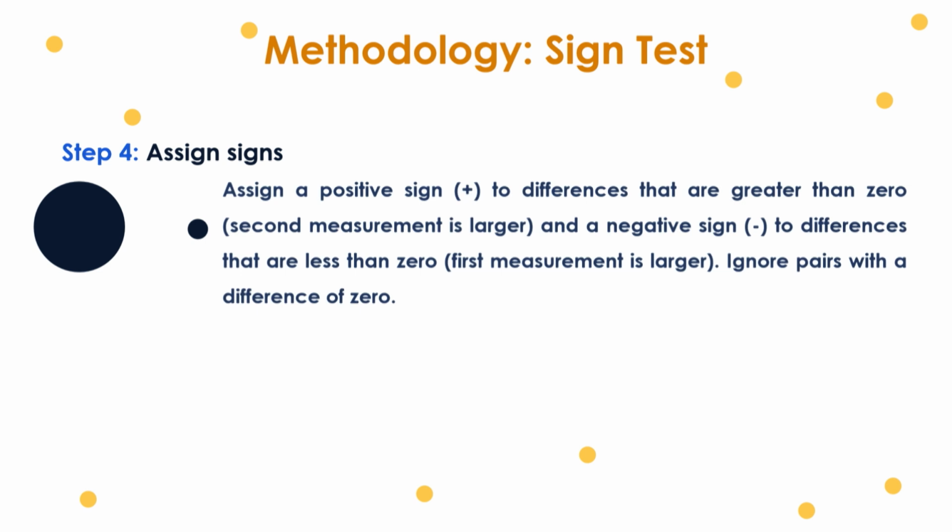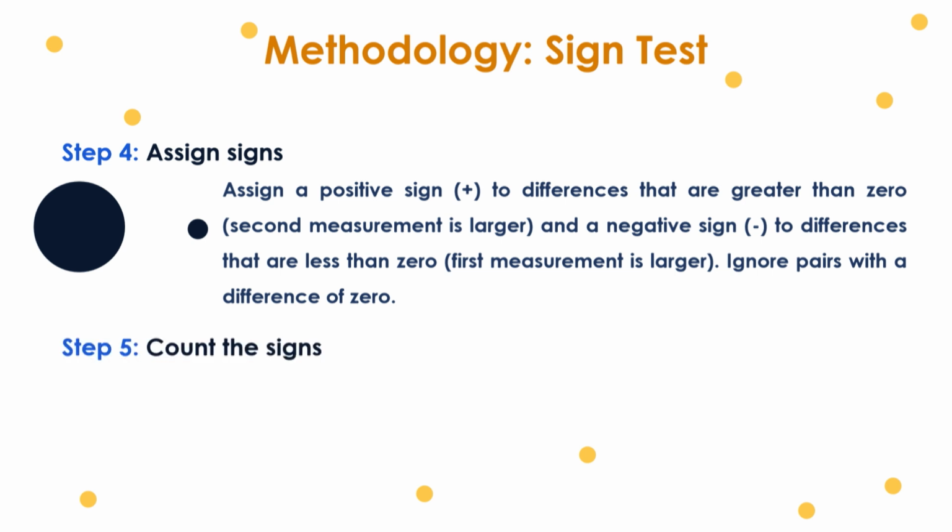What is step 4? Step 4: assign the signs. Assign a positive sign to differences greater than 0, meaning the second measurement is larger, and a negative sign, vice versa, to differences less than 0. Everything is based on whether we assume the second measurement is larger or, vice versa, the first measurement is larger. Ignore the pairs with a difference of 0. If you come across two identical observations with a difference of 0, please ignore them.